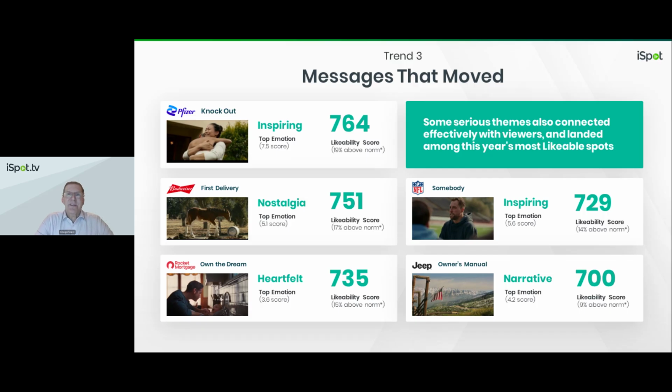Some of the brands on this list really did perform quite well. Again, a call out to the likability scores here. Pfizer, we've already talked about, our most likable ad. Budweiser, we've touched on. Rocket Mortgage, we talked about. NFL, we touched on. And finally, Jeep, which we're about to talk about. Incidentally, a 700 likability score in our database puts you at the 90th percentile across the entire database, and in Jeep's case, the 95th percentile in the non-luxury automotive sector. So a good combination here with some serious ads that allowed the viewer to relax and think a little bit.